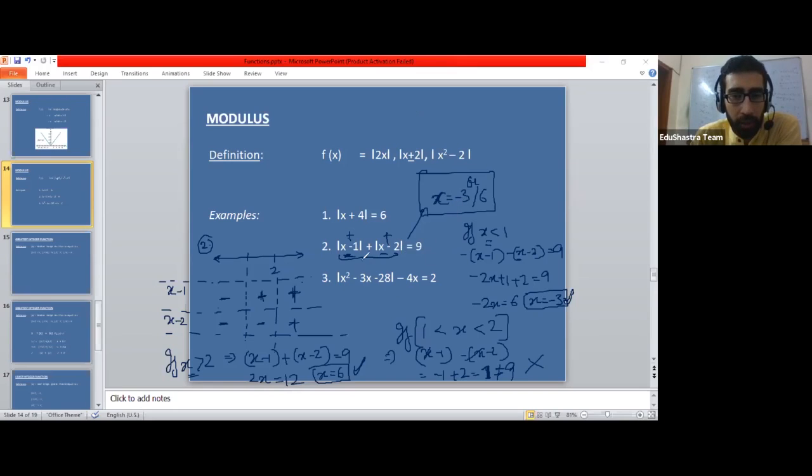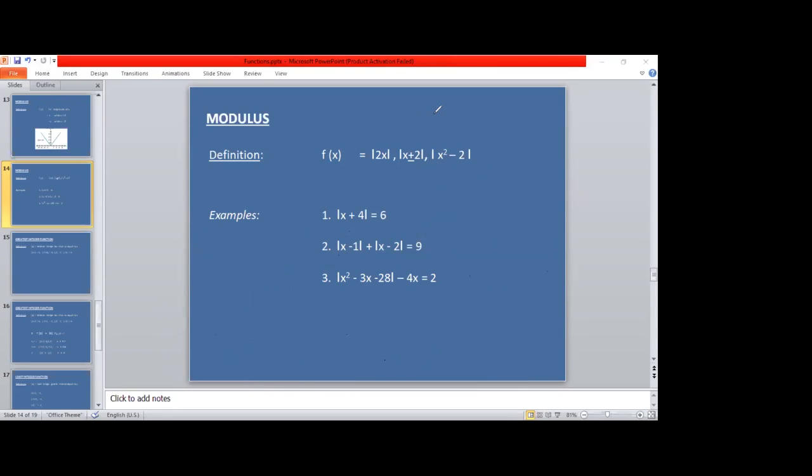So let me know with regard to question number 2. Is this method clear? Mod of x minus 1 plus mod of x minus 2 is equal to 9. Did you understand that you can get two solutions, minus 3 and 6? Is this clear, guys? Yes.